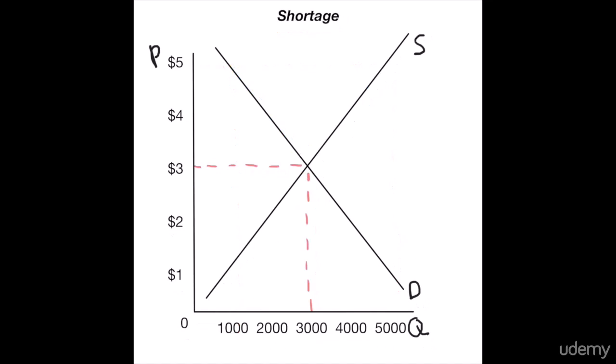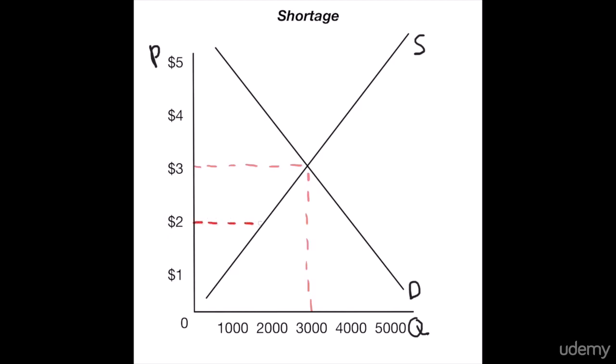The opposite of a surplus is a shortage. And the first thing we can see when we look at our supply and demand graph is that the market equilibrium point is still at $3 for chocolate. That is the point where quantity supplied equals quantity demanded. However, chocolate is not being sold for $3. This time it's being sold for $2. So let's draw a line from there.